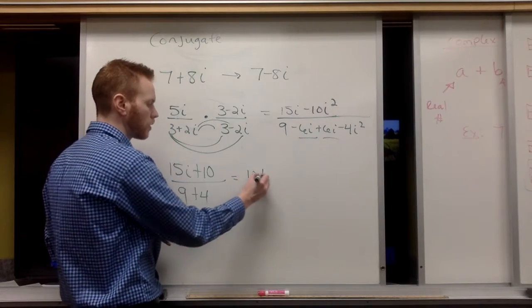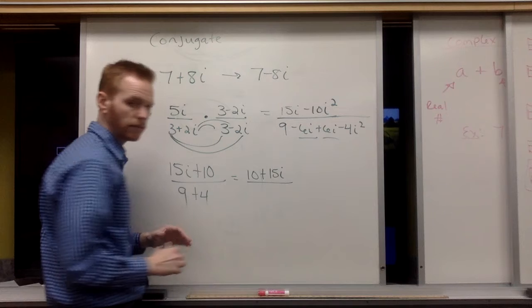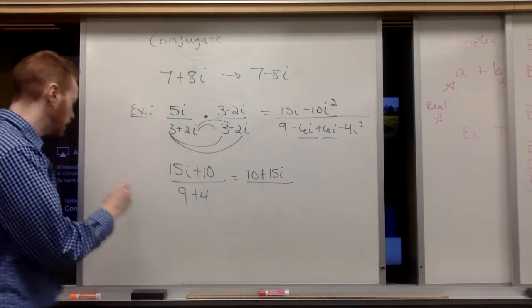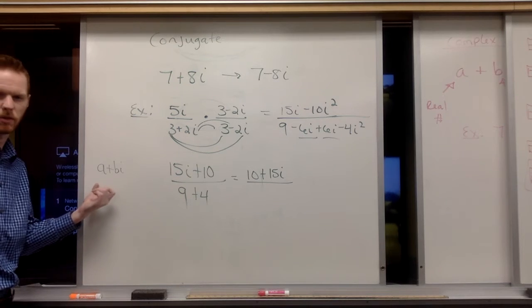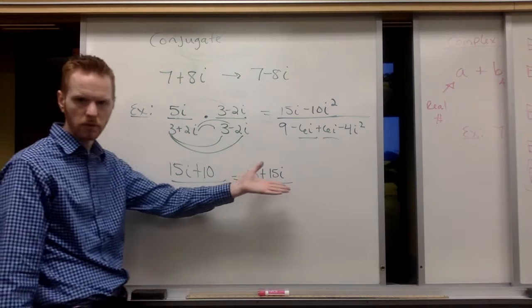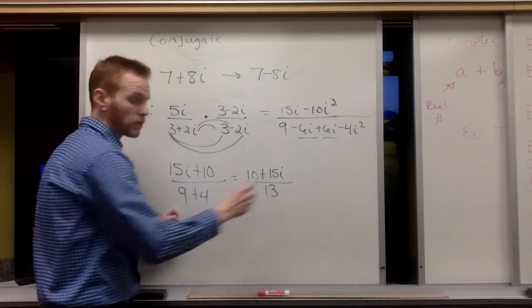I'm going to put 10 first, then 15i. Okay? It's just keeping in line with our notation for complex numbers, right? The real number always comes first. That's all I'm doing here. And on the bottom, we have a 13.